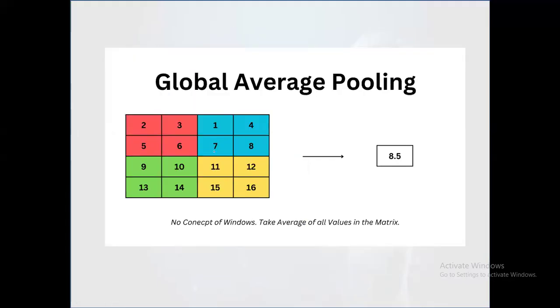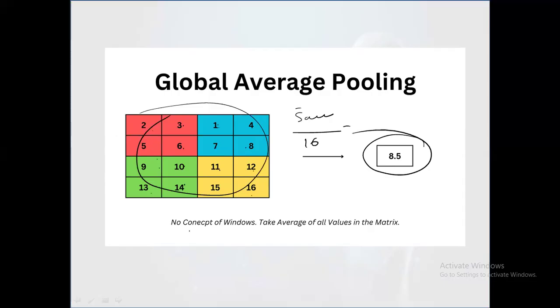And the next one is the global average. What I have told you, entire all the values we have to add: 1 2 3 4 5 6 7 8 9 10 11 12 13 14 15 16. So the summation of all values divided by 16. So we are getting 8.5. Here there is no concept of windows. We are going to take the average of all values in this matrix. So in this way we are finding out the global average value.